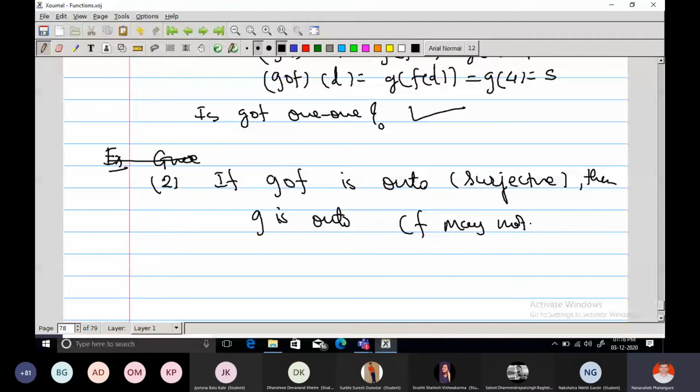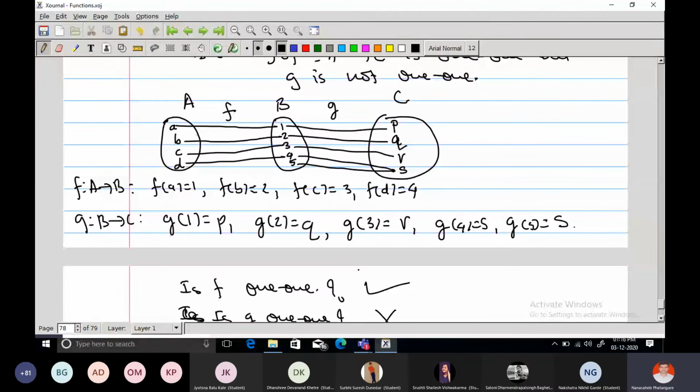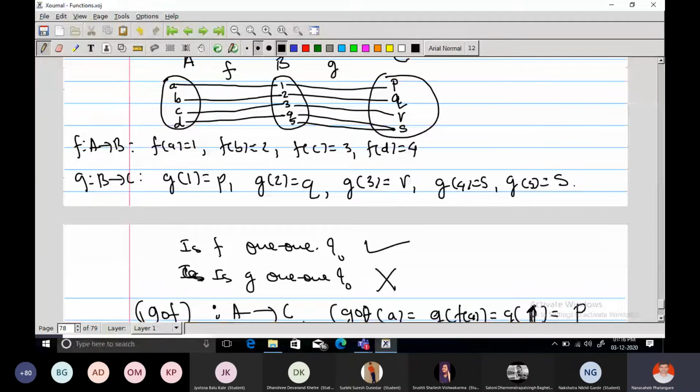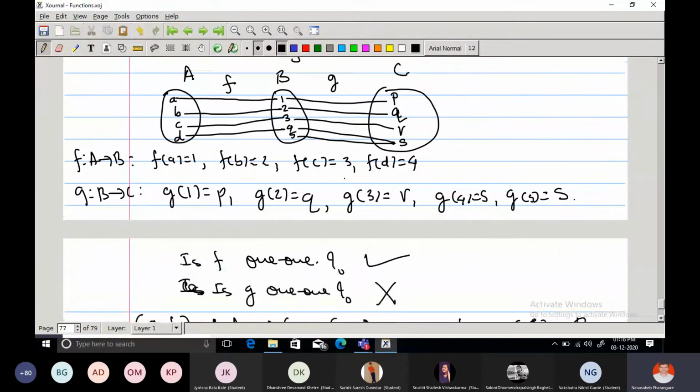And in the previous example, in this case, is G onto? Yes. And is the composite function onto from A to C? Yes. But F is not onto. In previous, F may not be, maybe. So let us see the proof of this, which we could not complete last time.